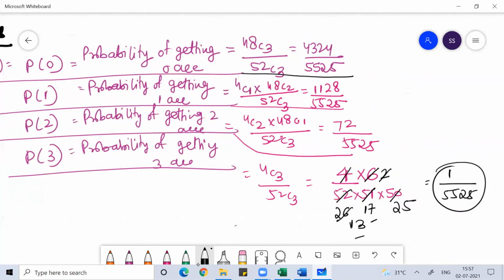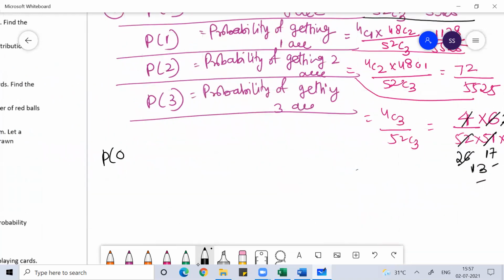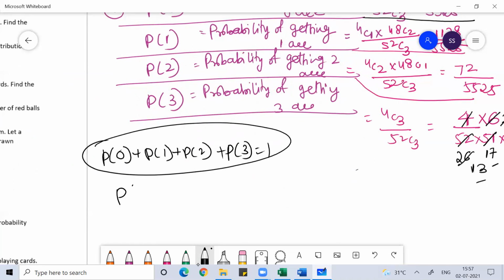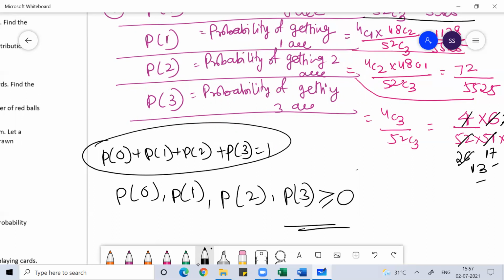So this is what you need to do. Now, whenever we work on probability, and once we found the probability distribution, how to prove that they belong to discrete distribution? You should always remember that the sum of P0 plus P1 plus P2 plus P3 should be equal to 1. You can prove that, and all the values we are getting should be greater than 0. If both these conditions are satisfied, they belong to a discrete probability distribution.